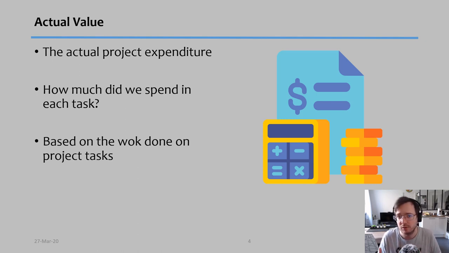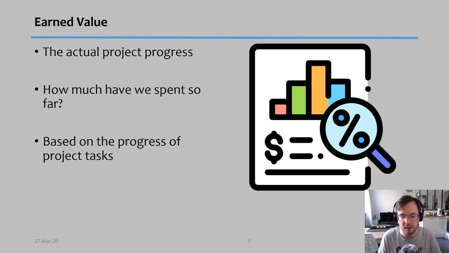And here, therefore, the big question I answer is how much did we spend in each task in reality? So this is based not on our plans, but on the work actually done through the project. And therefore, my goal obviously is to have my actual cost always similar to my planned value, ideally a little bit lower. The last one I want to talk about is the concept of earned value.